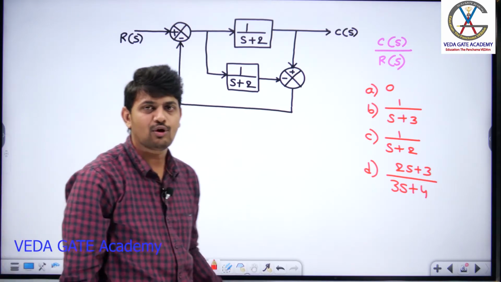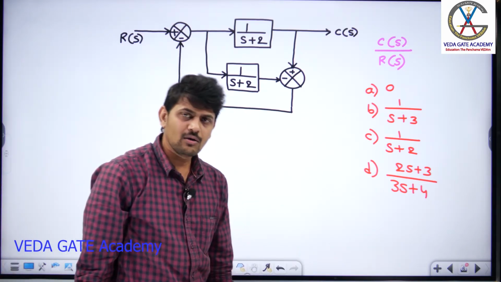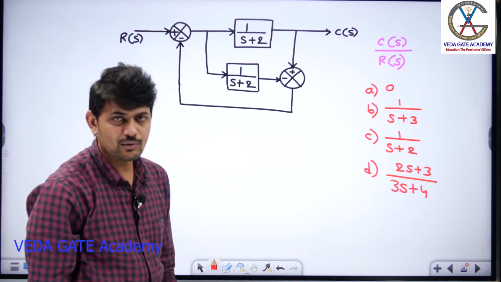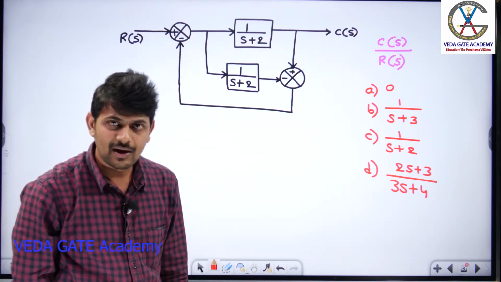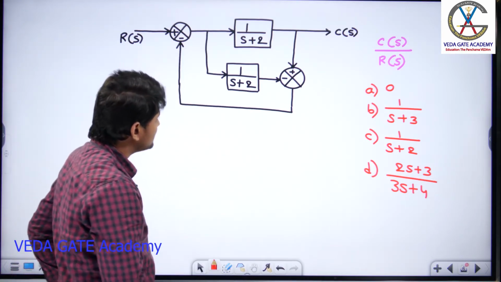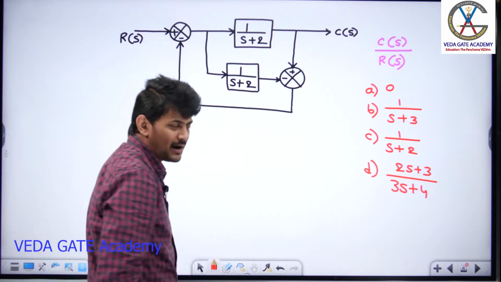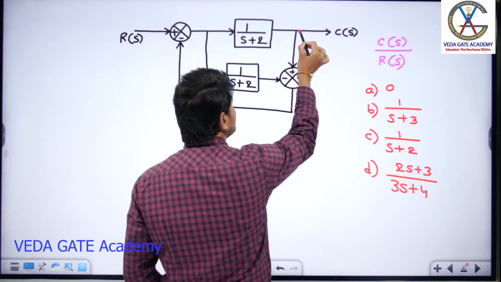So I can say both these blocks are connected in parallel. Now, most of the students will make a mistake while reducing these two blocks which are connected in parallel. Why? Because they think that since these two are connected in parallel, they will indicate the output here.